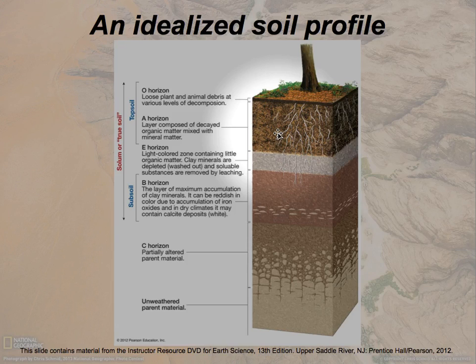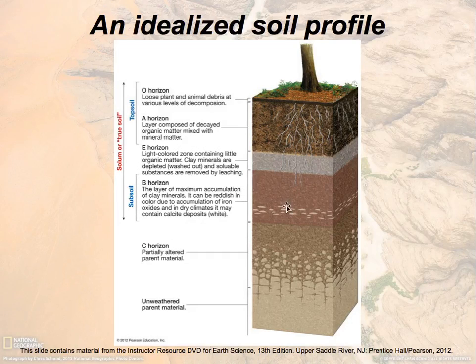And then the E horizon is where you have very little organic matter. It's mostly mineral matter. Clays are depleted. Soluble stuff is washed out as water percolates down through, and what you're left with is kind of the leftovers, the silicate-rich minerals, the rocky stuff, in a way. Down in the subsoil zone, the B horizon, which is part of true soil or solum, you've got the zone of maximum accumulation of clay.